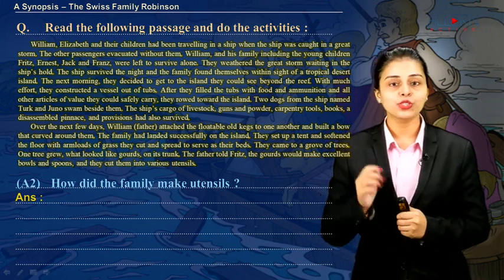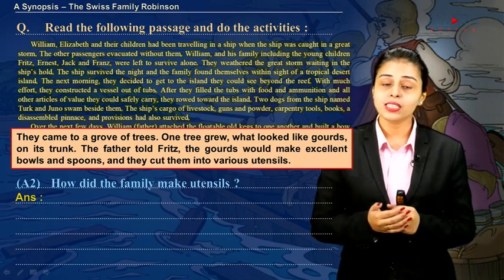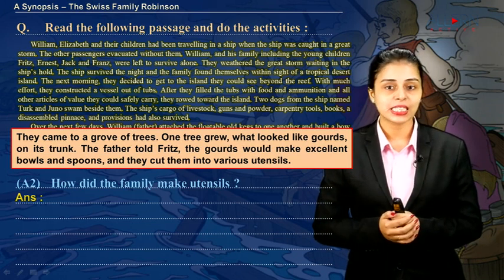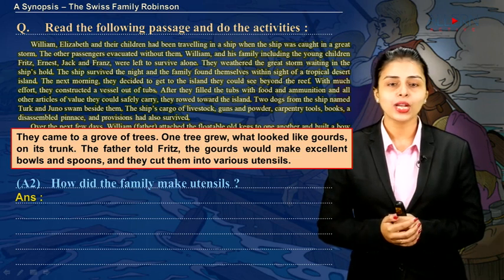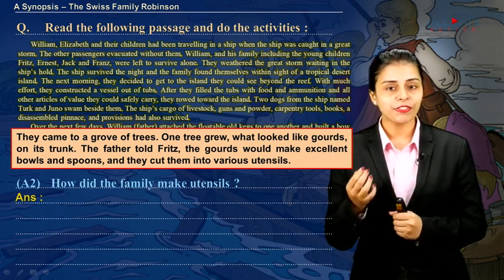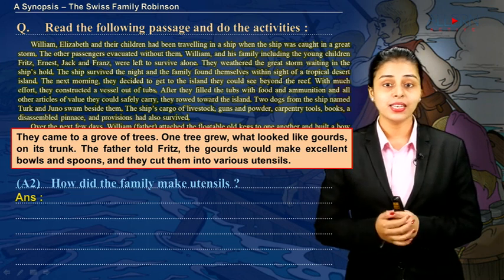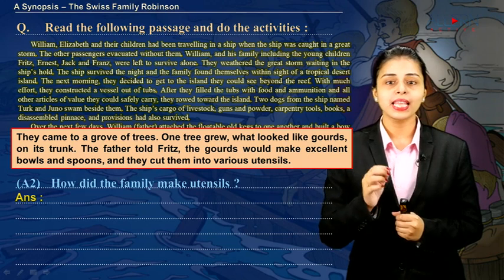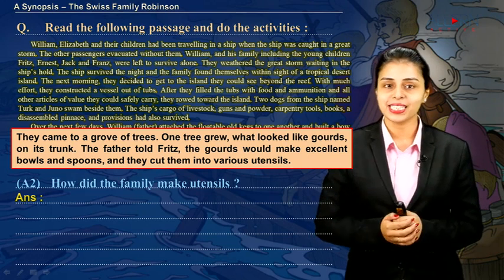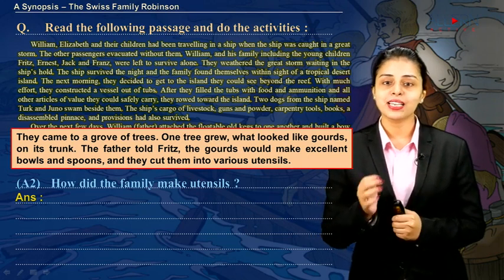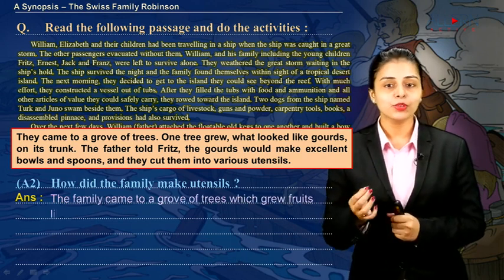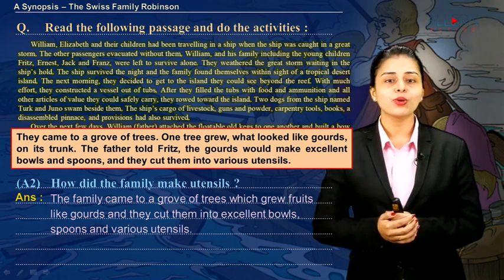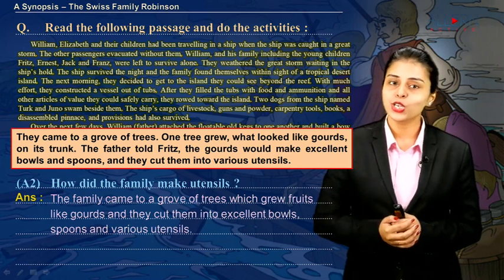Now in the passage we have these lines where the person who's writing the synopsis tells us that they came to a grove of trees. One tree grew what looked like gourds on its trunk. The father told Fritz, his son, the gourds would make excellent bowls and spoons, and they cut them into various utensils. So using this point, we'll write our answer and we'll say that the family came to a grove of trees which grew fruits like gourds, and they cut them into excellent bowls, spoons, and various utensils.